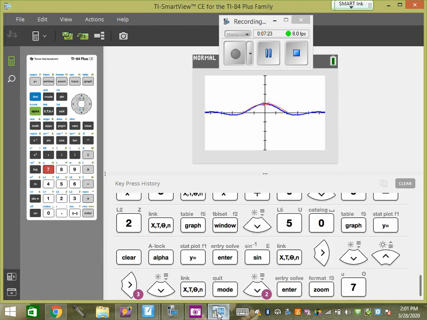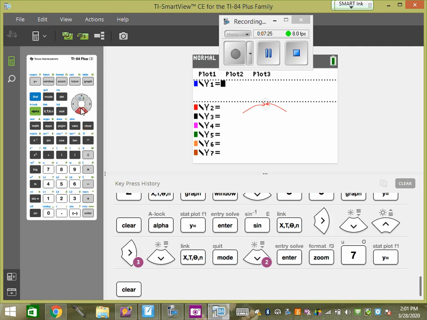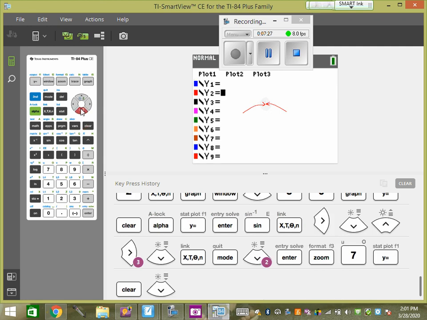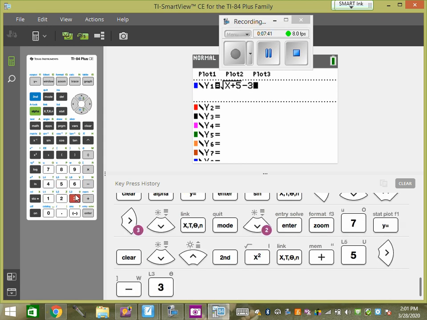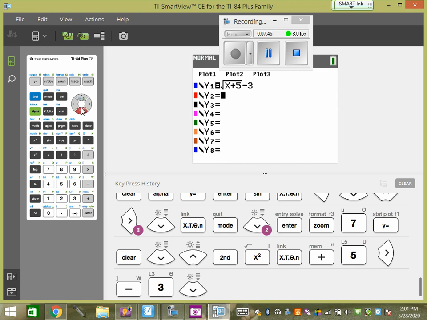So how do I do it graphically? I go to my y equals, and I type in the equation the way it was given to me. So on the left side, I put what's in the left side. So on the left side, I had square root x plus 5. Arrow over minus 3. That was what I had in the left side. In the right side, I have a 0, so I'm going to put a 0.